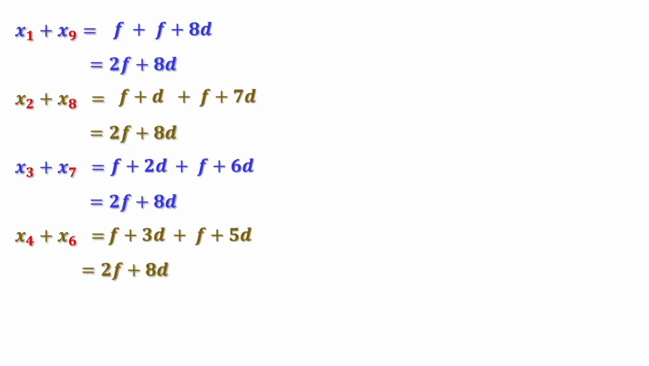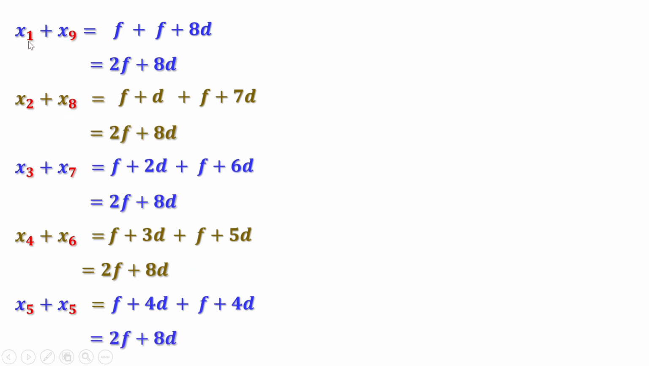Now there is only one term remaining, the fifth term. When the number of terms is odd, there is a term at the middle. How can I pair it? Fifth term plus fifth term. That is f plus 4d plus f plus 4d. That is equal to 2f plus 8d again.